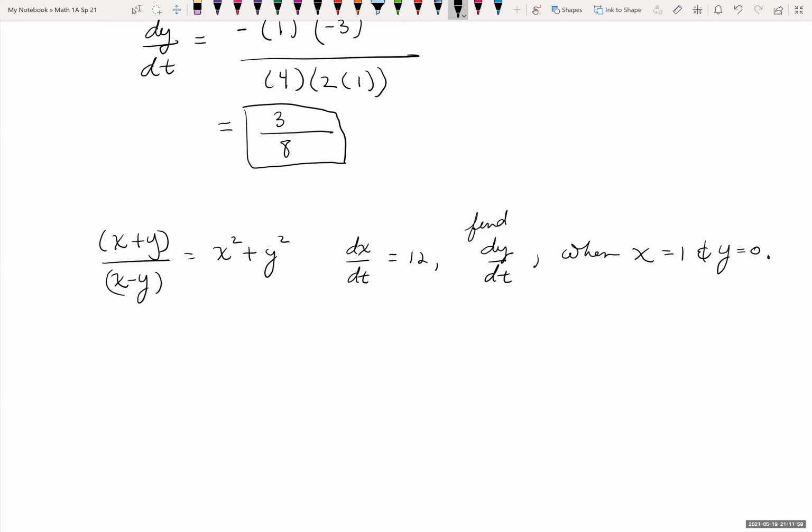So I used the quotient rule when I was taking the derivative of both sides, but talking to a student earlier this morning, they had multiplied both sides by that denominator, which actually made their life a lot easier. So we could do that if we wanted to. We could clear our fraction, right? We could multiply both sides by this x minus y.